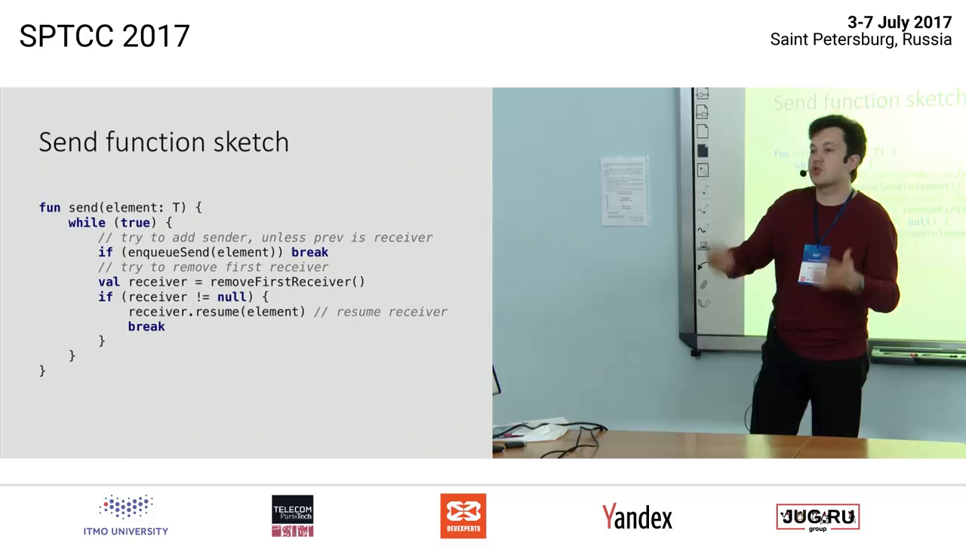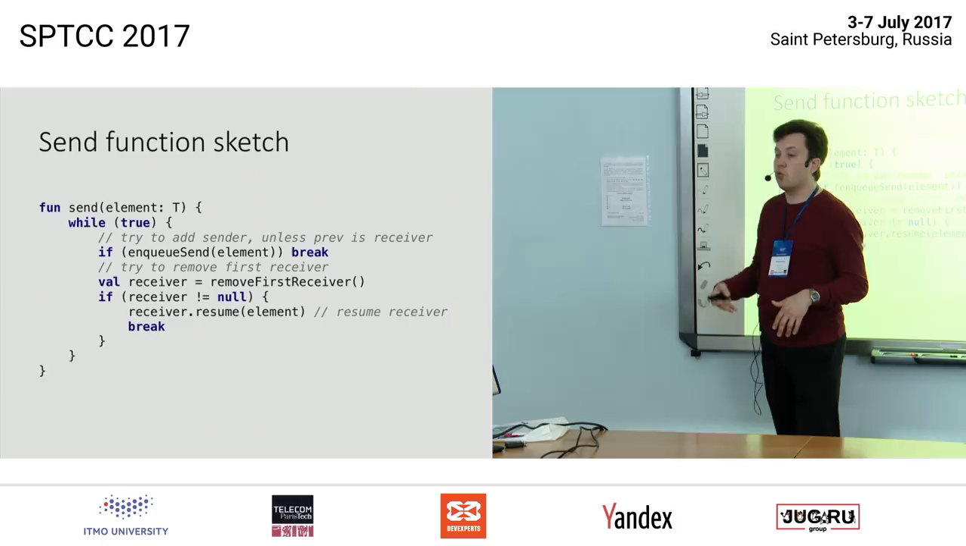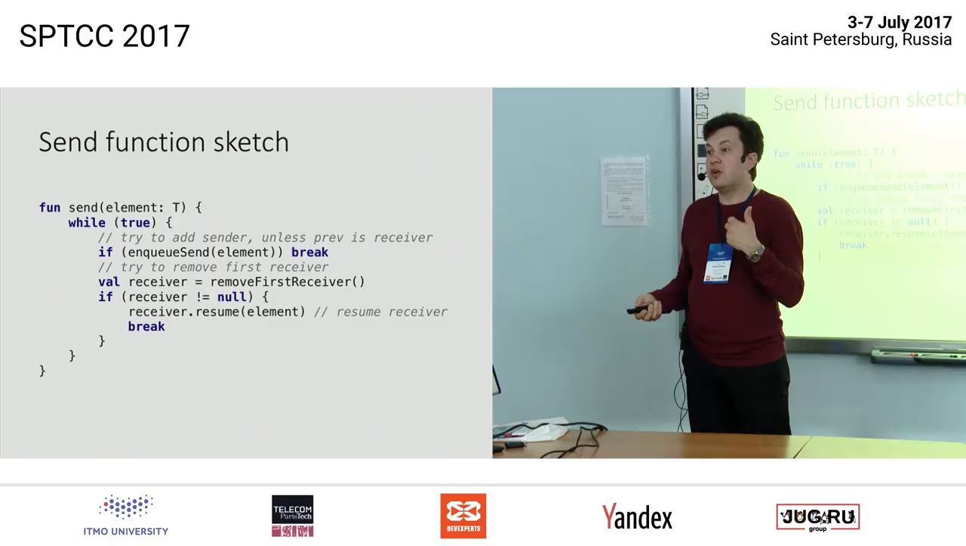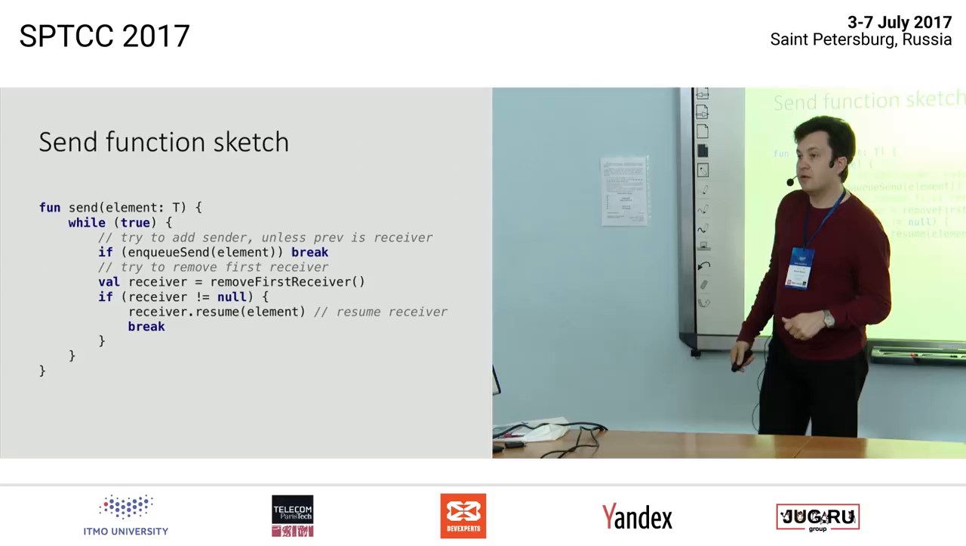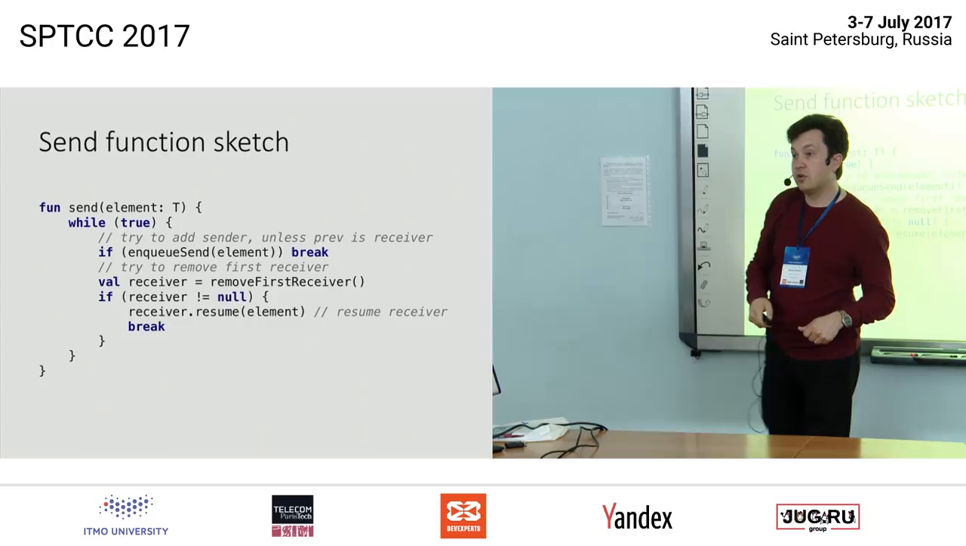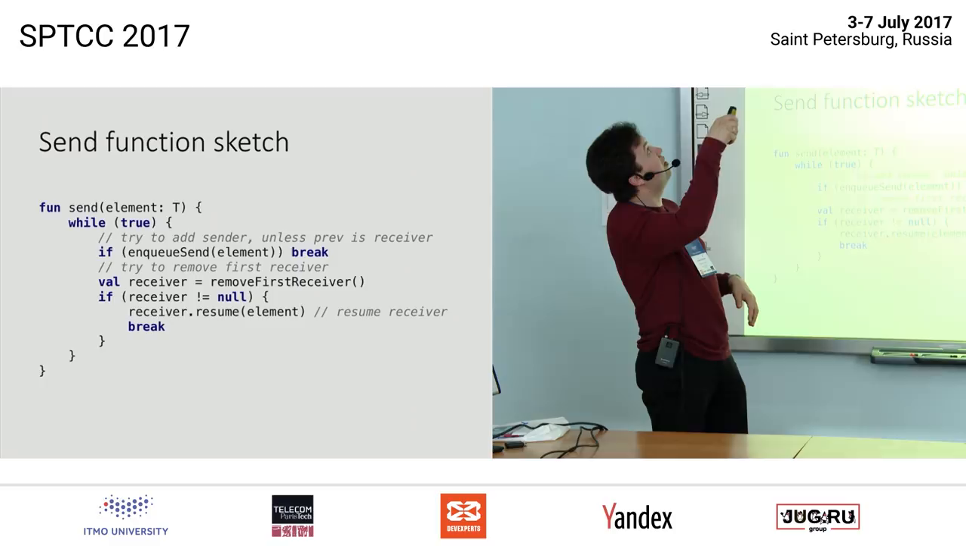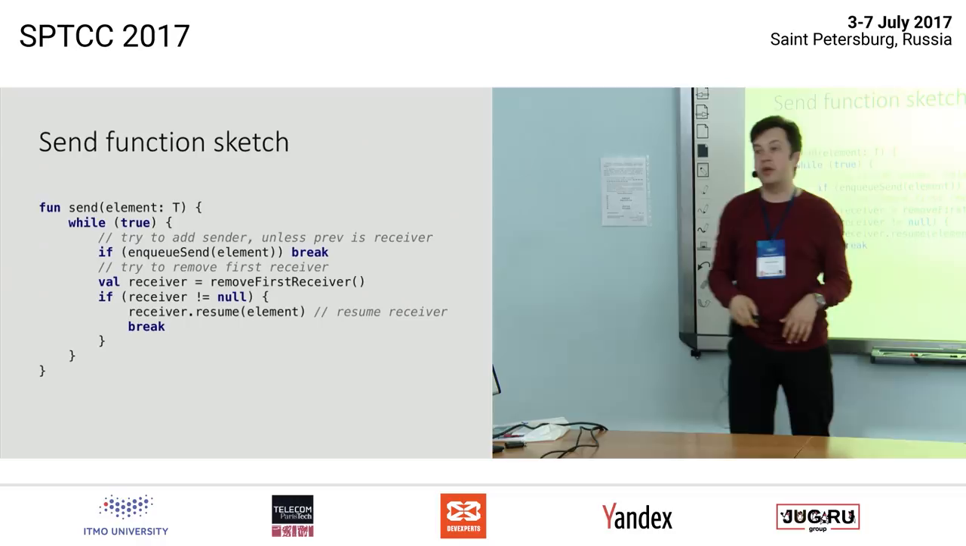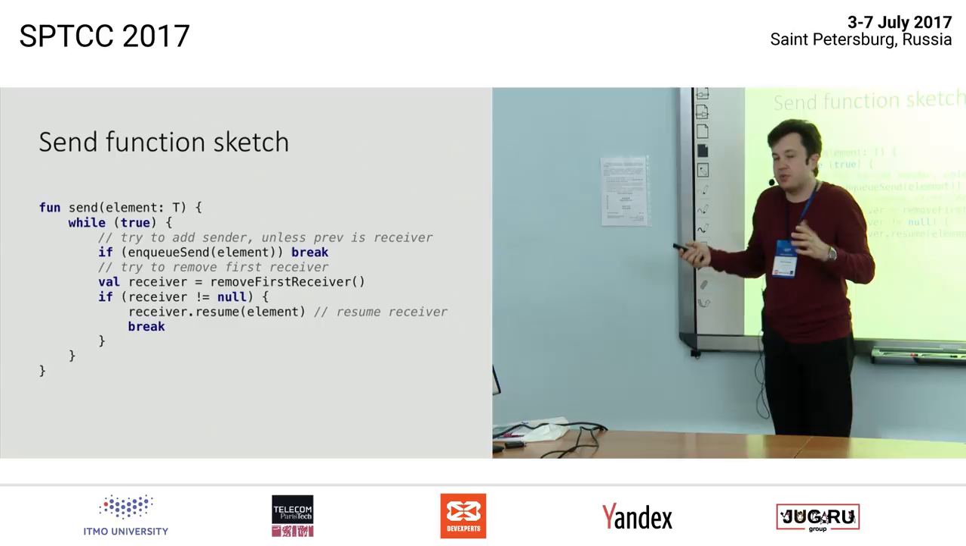Either add ourselves as the last sender, and that's a conditional add-to-queue operation. Or remove the first receiver, and that's also a conditional remove, because we're only here to remove the first node if it is a receiver waiting node, not anything else. In qsend, this is our conditional insert, and remove first is our conditional remove. It's encapsulated inside. All the end users see is this nice, fast send operation. Fortunately, they don't have to understand all of this. We have to implement it, and we have to implement all those lock-free algorithms.